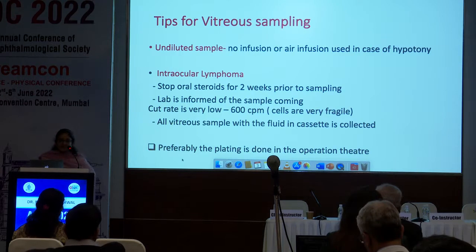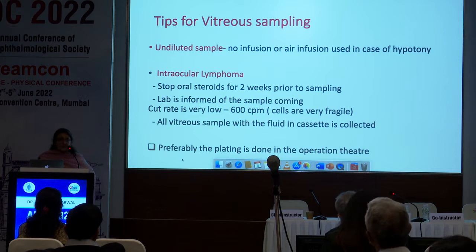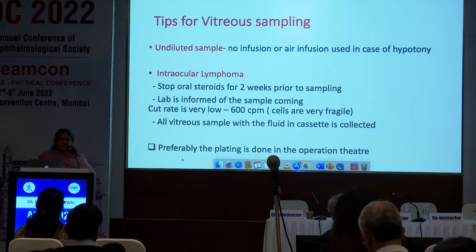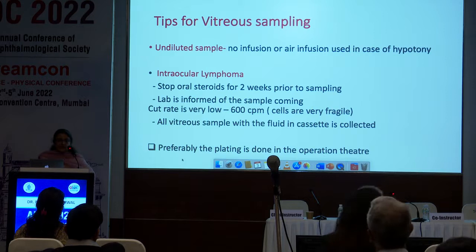The cut rate again is kept very low, something like 600 cuts per minute, and this is because the cells are very fragile and you don't want those cells to get denatured by your cutter. All the vitreous sample with the fluid in the cassette is again collected.